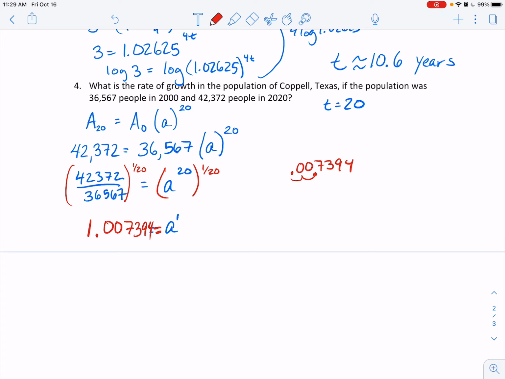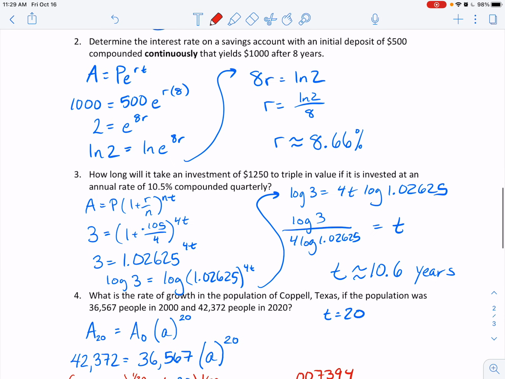And so how much has it grown? We would say by 0.7394% over those 20 years. So I would say that that's not a ton, but anyway, it's growth. Okay. All right, hopefully that helps.